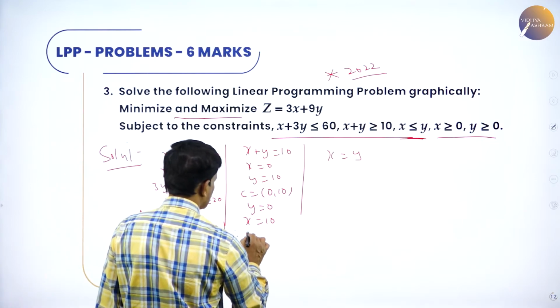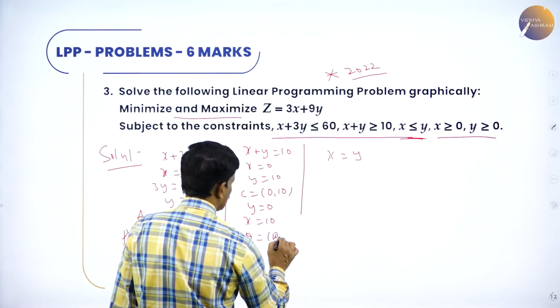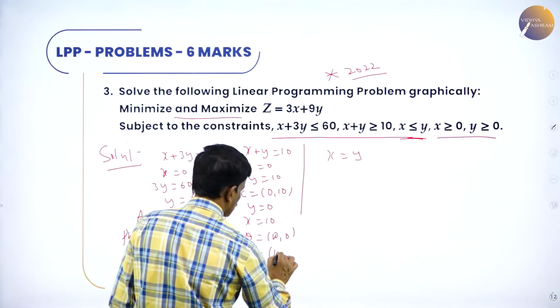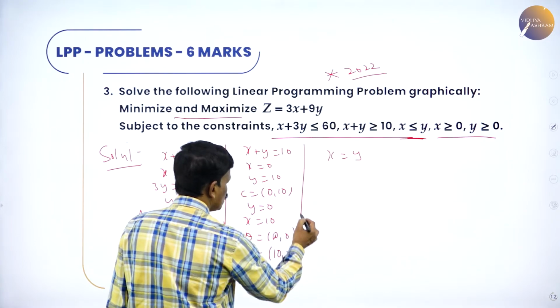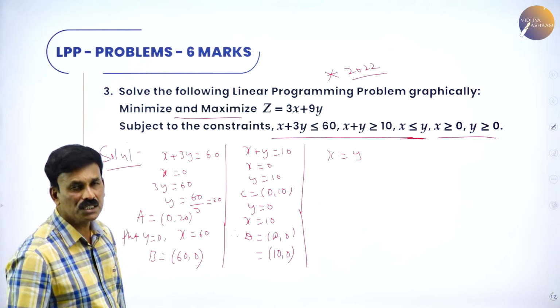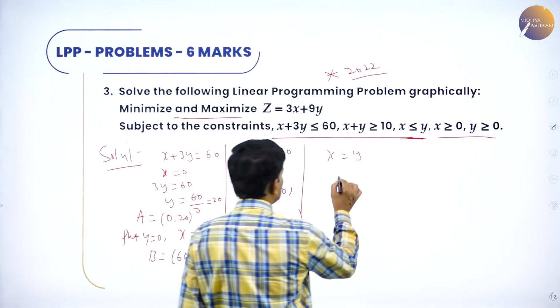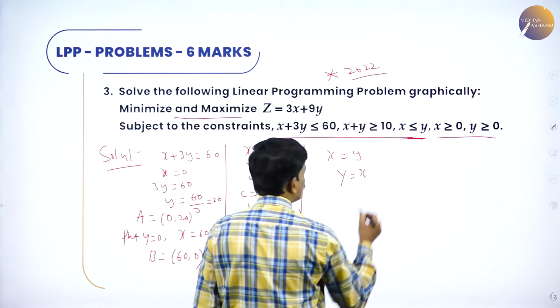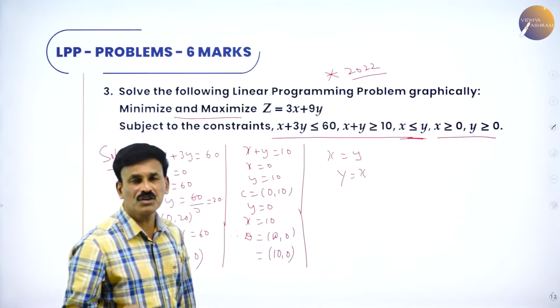Therefore, the coordinates of D is equal to (10, 0). Now let us come to the next curve. Here what is given? y is equal to x is a straight line which passes through the origin. So y is equal to x, the x coordinate and y coordinate are the same.